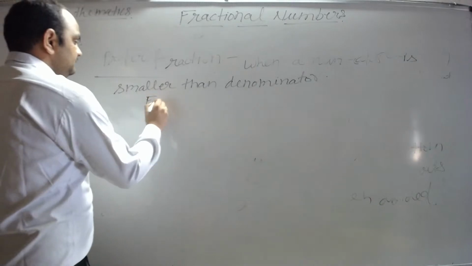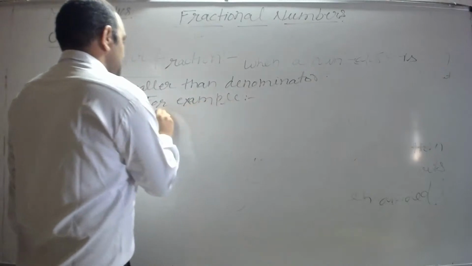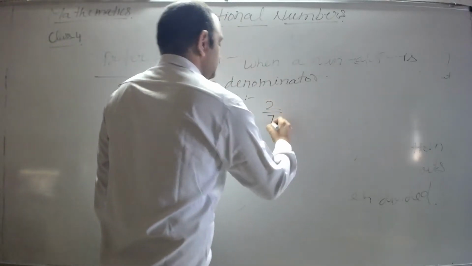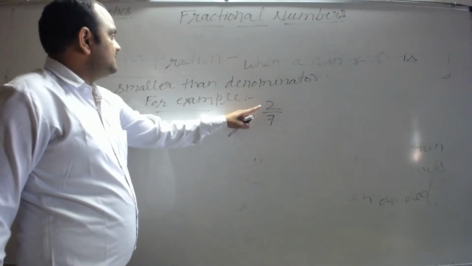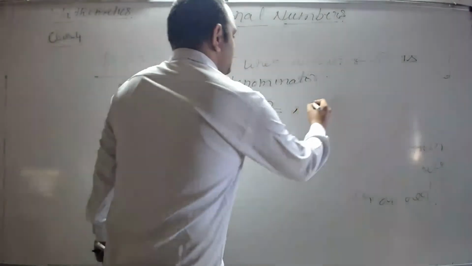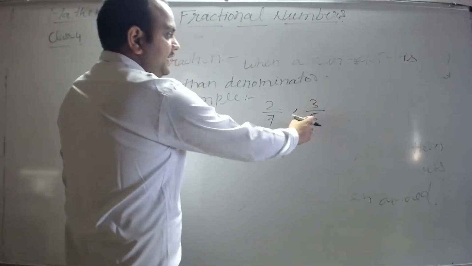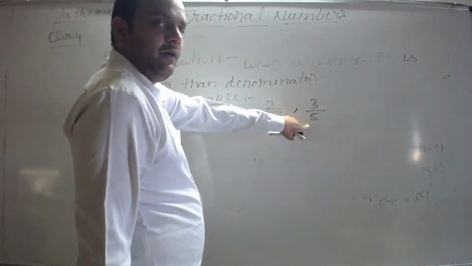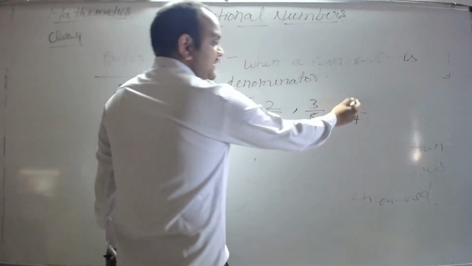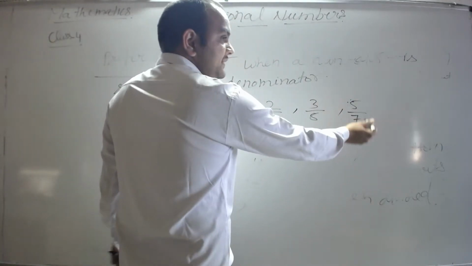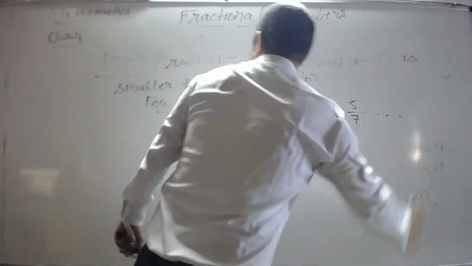For example, 2 by 7. In this fraction 2 is smaller than 7, so this will be a proper fraction. Next is 3 by 8. 3 is smaller than 8, so this will also be a proper fraction. Next is 5 by 7. Here 5 is smaller than 7. 5 is the numerator and 7 is the denominator, so this will also be a proper fraction.